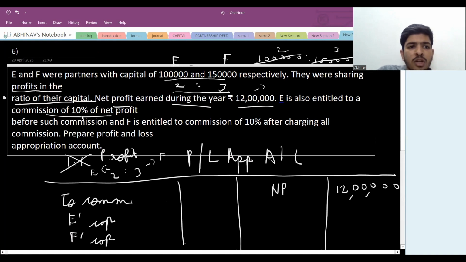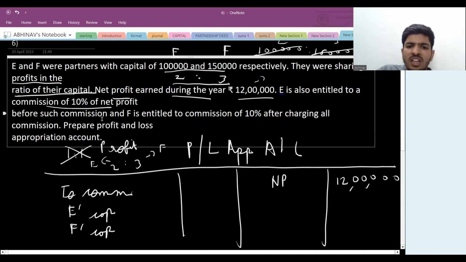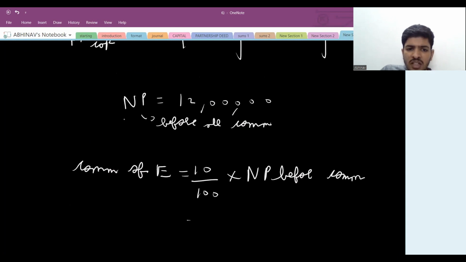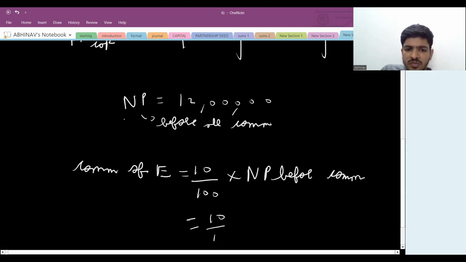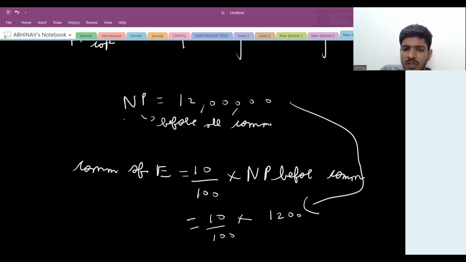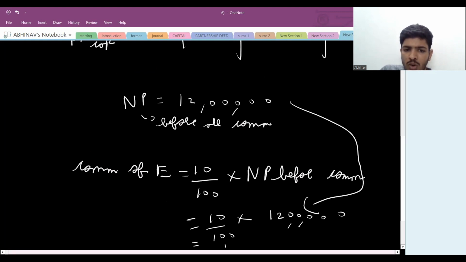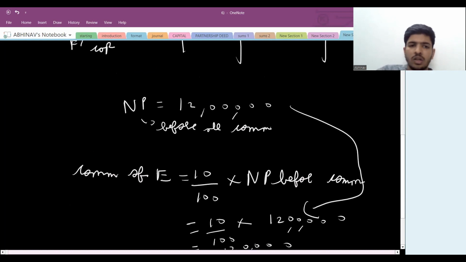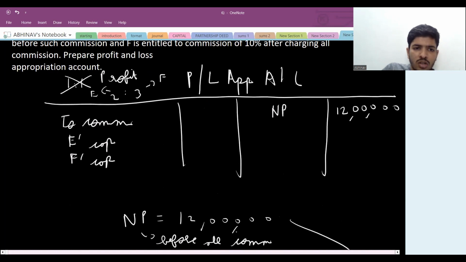E is entitled to commission of 10% of net profit before commission. So this is direct. This is 10% of this 12 lakhs, because that is net profit before commission. 10% of 12 lakh means 1,20,000. So E's commission part is over. So write 1,20,000 here.